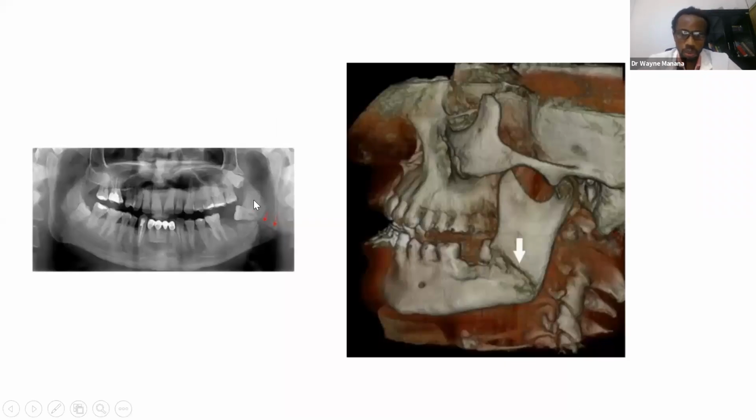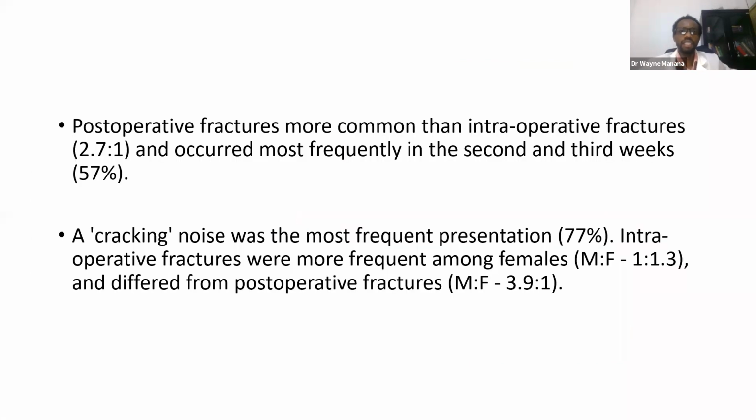So this is a very good example. This is a 3D CBCT with a wider field of view, demonstrating a horizontally impacted tooth which was being extracted, and the procedure had to be aborted because of the fracture there. But what we know is most of these fractures don't occur during the procedure. So this is very interesting.